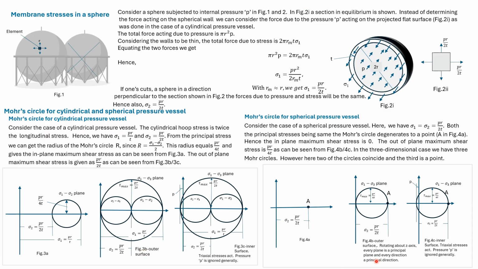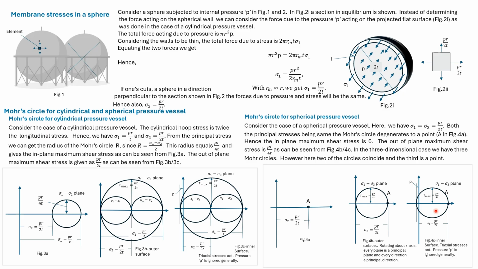As in the earlier case, let us consider the outer surface and the inner surface separately. For the outer surface sigma 3 is 0. So this figure gives us all the three Mohr's circles. The Mohr's circle corresponding to sigma 1 and sigma 2 plane is a point, and this Mohr's circle corresponds to both sigma 1 sigma 3 plane and sigma 2 sigma 3 plane. The maximum shear stress is PR by 4T. In-plane shear stress here is 0. So we can rotate this element and every direction will be a principal direction.